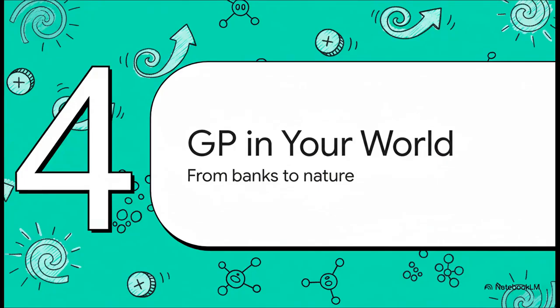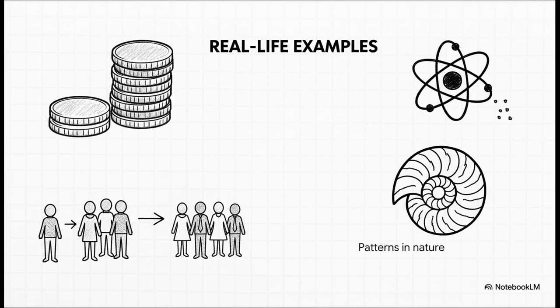So, section 4, GP in your world. Because this is not just some math theory, okay? This pattern is absolutely everywhere, from your bank account all the way to the natural world. Compound interest is the classic example, right? Your money gets multiplied by a number just a little bit over 1 each year. Radioactive decay is the flip side of that.